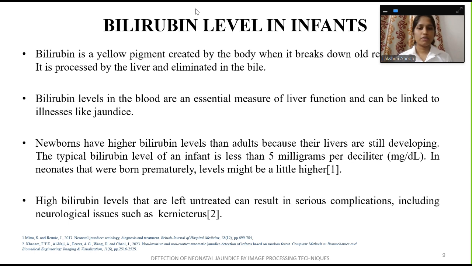The typical bilirubin level of an infant is less than 5 milligrams per deciliter. In neonates that were born prematurely, levels might be a little higher, which is the main cause of jaundice. High bilirubin levels that are left untreated can result in serious complications like neurological damage, and can also lead to a condition called kernicterus, which is a condition that affects the brain when the barrier breaks down and the bilirubin enters directly into the brain and causes this condition.